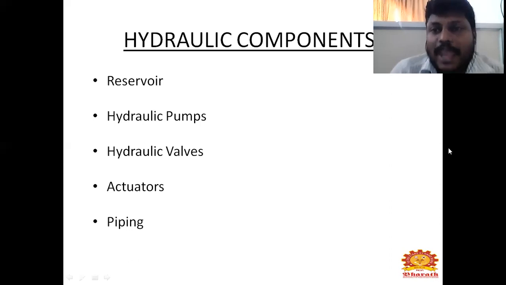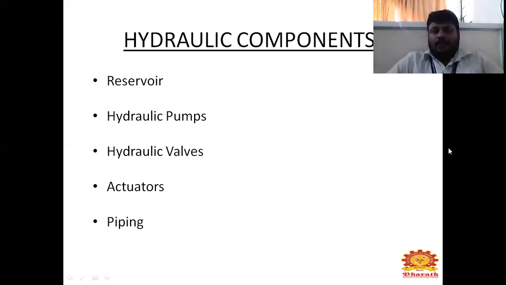And next one is an actuator. Here we will be using a linear actuator or a rotary actuator. That will be your hydraulic pump or motors, which is called a rotary actuator. Here the actuators denote the linear actuator. That will be a single acting cylinder, double acting cylinder, tandem cylinder, and telescopic cylinder. Next one is piping. You will be connecting all the components using these pipings.